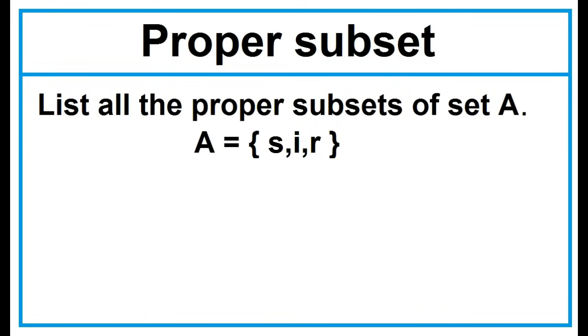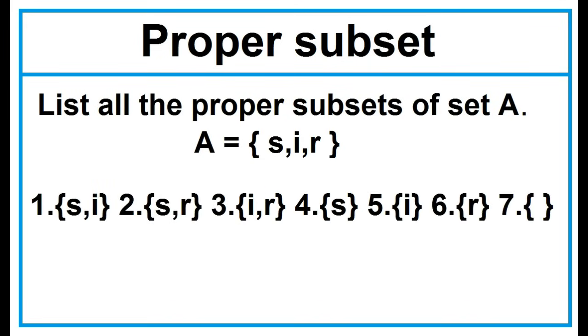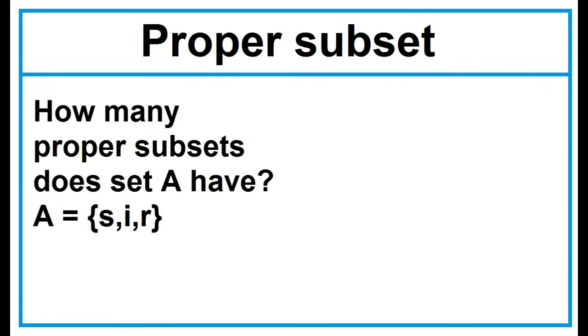List all the proper subsets of set A. Sets 1, 2, 3 have 2 elements. Sets 4, 5, 6 have 1 element. And number 7 is an empty set. The set itself is not a proper subset of set A. How many proper subsets does set A have?